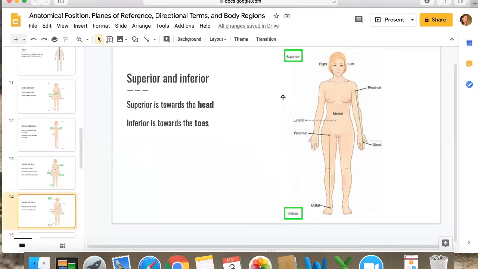Superior and inferior, these are pretty basic ones. Superior is towards the head or up above the body, inferior is down towards the toes. So the way you could use that is by saying that the umbilicus is inferior to the chest cavity, right? The umbilicus is inferior to the chest cavity.